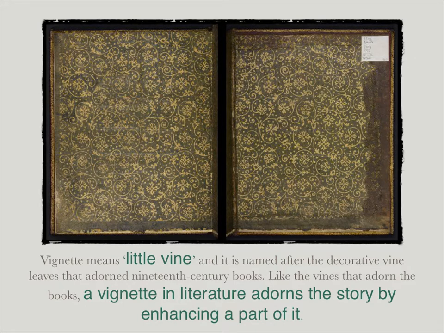Now, if we look at the actual etymology of the word, vignette translates to, or comes from, little vine. And it's named after the decorative vine leaves that adorned 19th century books, like the one in the picture that you see. Like the vines that adorn the books, a vignette in literature adorns the story by enhancing a part of it.